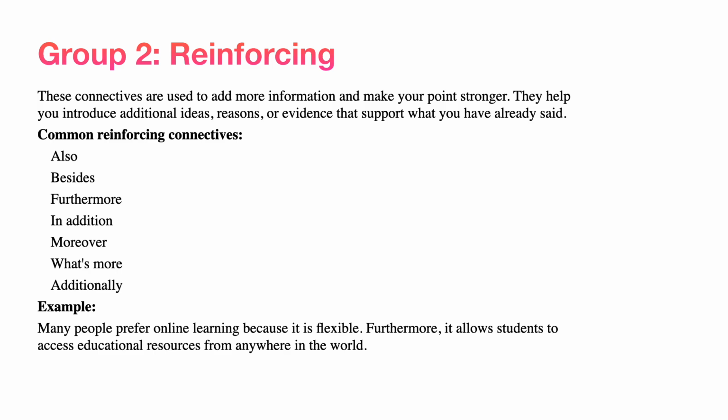Let's look at the example. Many people prefer online learning because it is flexible. Furthermore, it allows students to access educational resources from anywhere in the world. Here the first sentence gives one reason why people like online learning. The word furthermore introduces another reason, making the argument stronger. You can also use words like moreover, in addition, or additionally in a similar way.